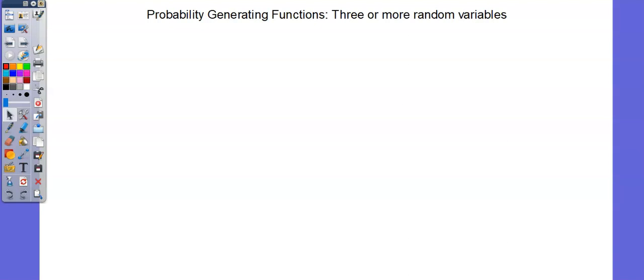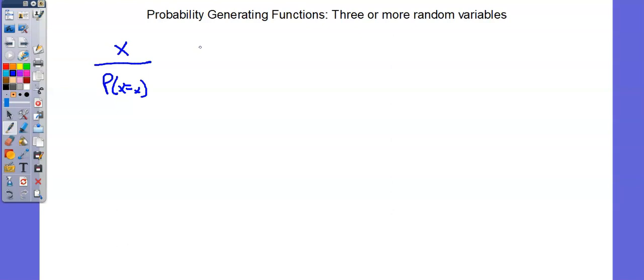This is 9231, Further Probability and Statistics, Topic 5, Probability Generating Functions. This lesson regards 3 or more random variables. Let's consider a probability distribution for variable x with 3 outcomes.